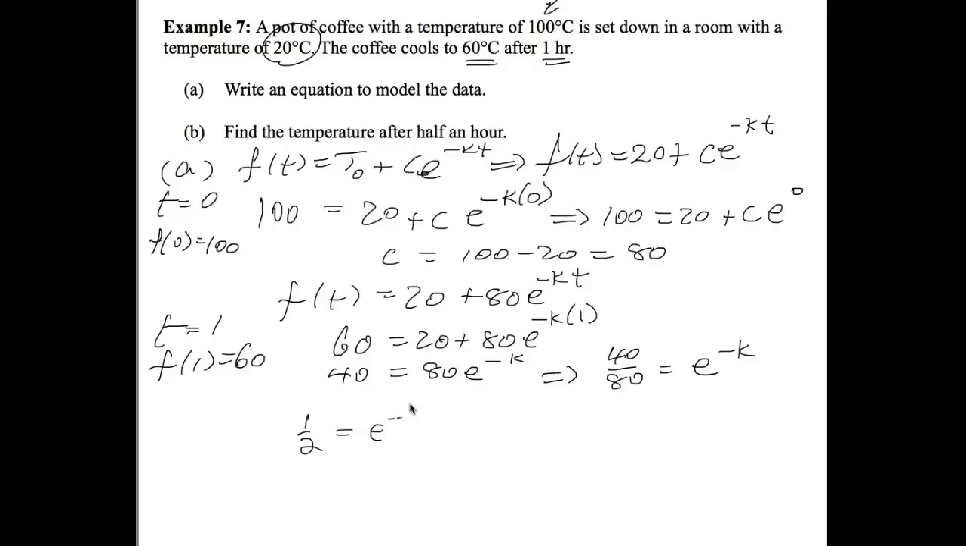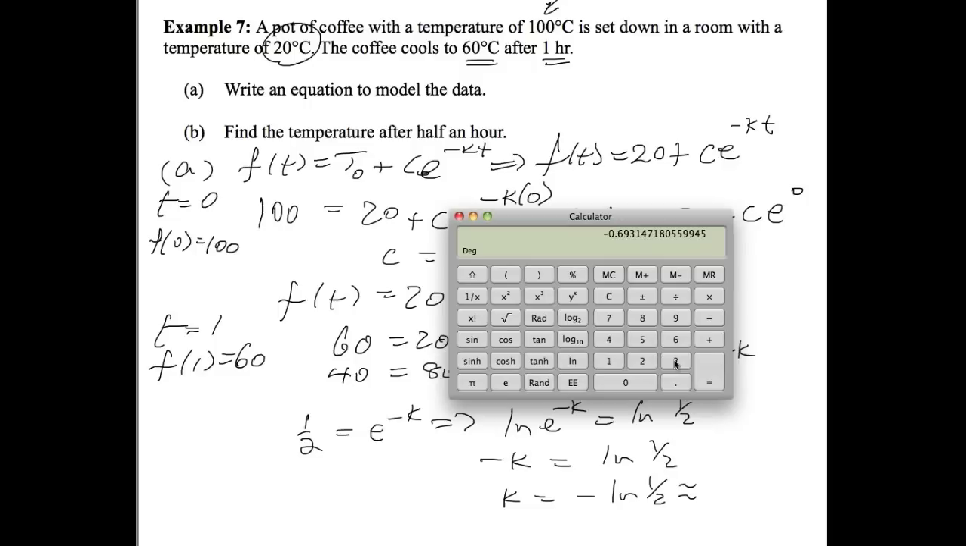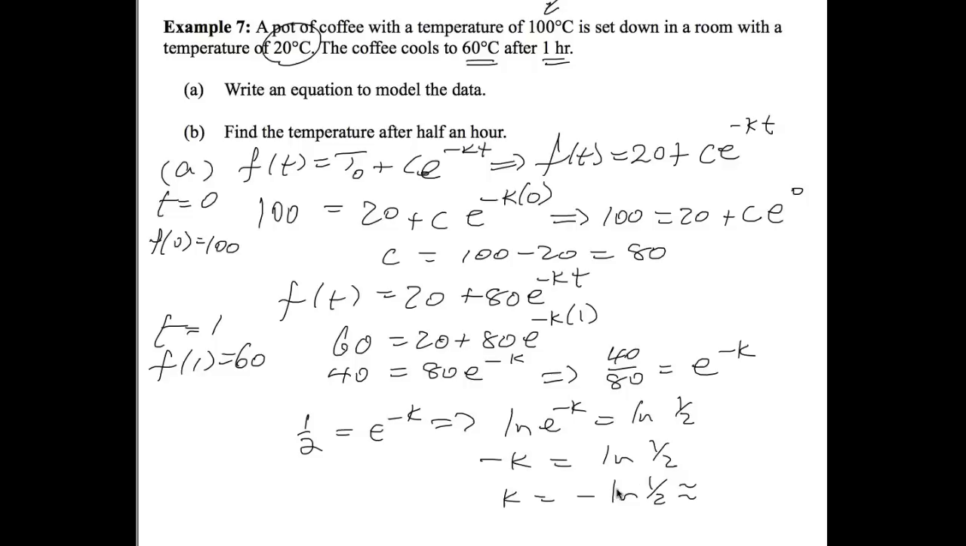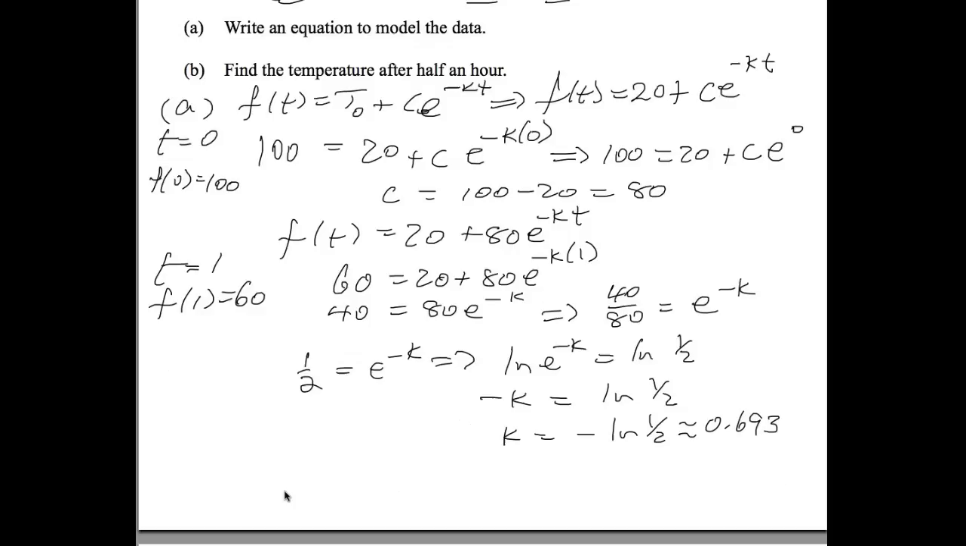If I now take the ln of both sides, the ln of e to the negative k is equal to ln of a half. So negative k equals the ln of a half, and k is equal to negative ln of a half. Using the calculator, we get 0.5, take the ln of it, and take the negative, which is about 0.6931. Let's round it off to three decimal places. So our model is f of t equals 20 plus 80 e to the negative 0.693 t.